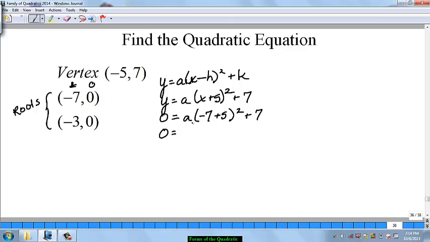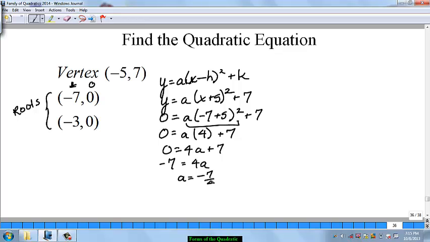Now when we solve for a, it's hooked to this. This is a term right here. You have to do this squared part first and hook it to the a. So I have a times negative 2 squared, which comes out to be a 4. So I'm just going to leave it like that so you can see it. So I have 0 equals 4a plus 7. Now subtract the 7 on both sides. So you have negative 7 equals 4a. a equals negative 7 over 4.